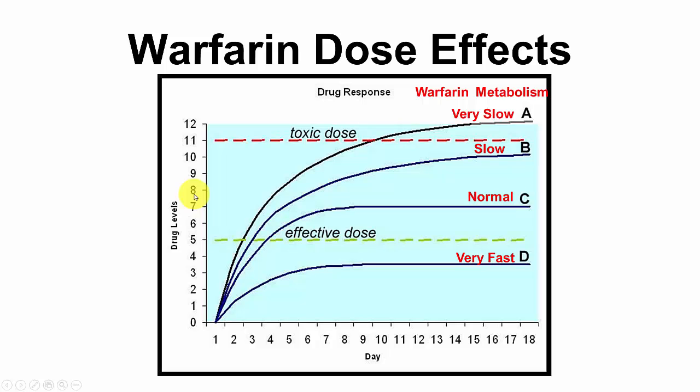So here's a graph showing what happens if you're a normal individual and the normal dose works really well for you. However, if you're a fast metabolizer, the normal dose is not enough, so you need more. If you're a slow metabolizer, or very slow metabolizer, you can have a toxic dose and start bleeding because you've knocked out your clotting cascade too much.